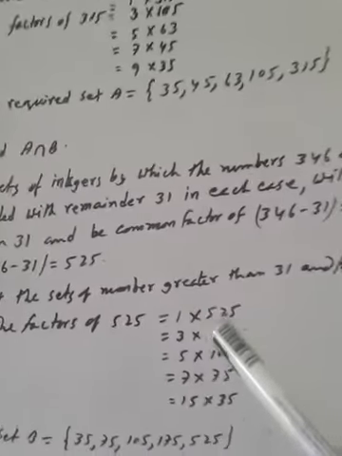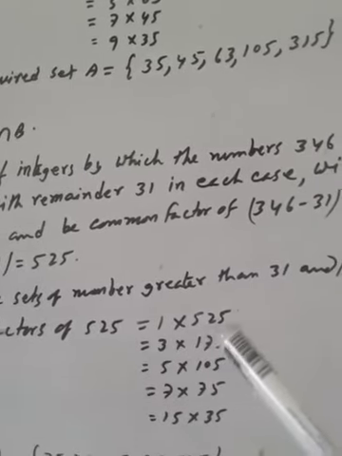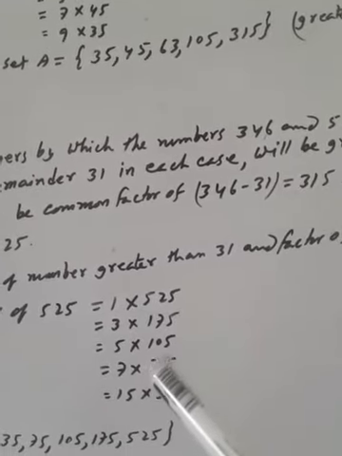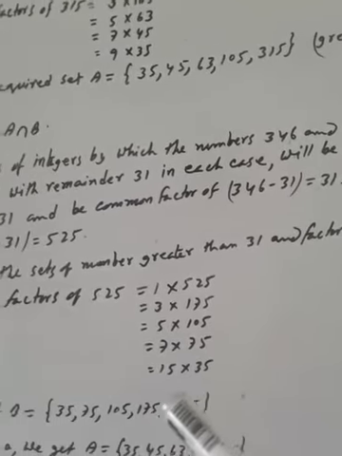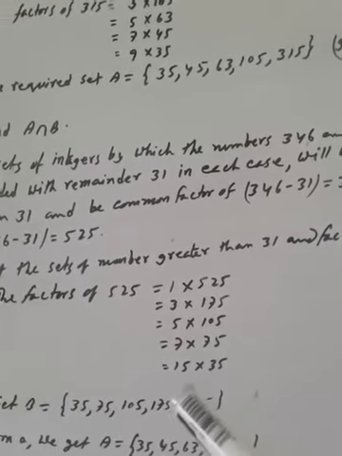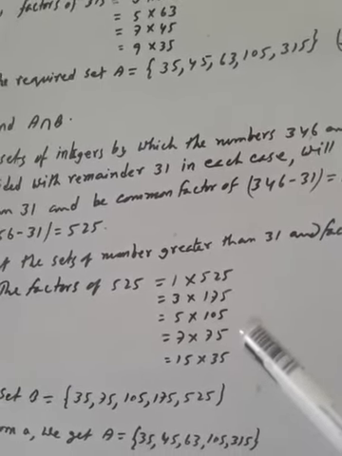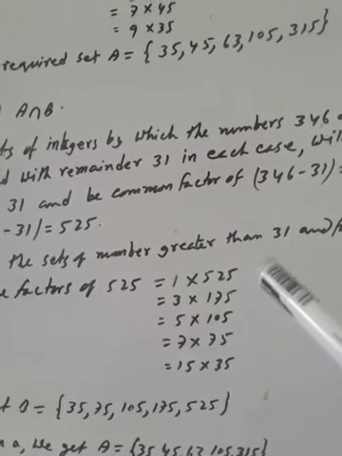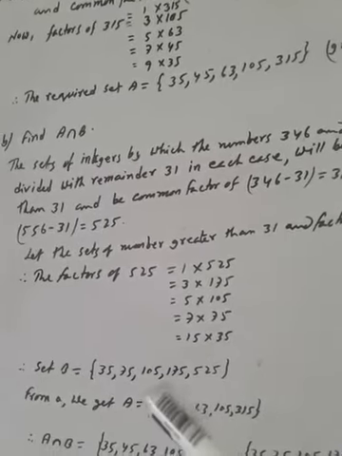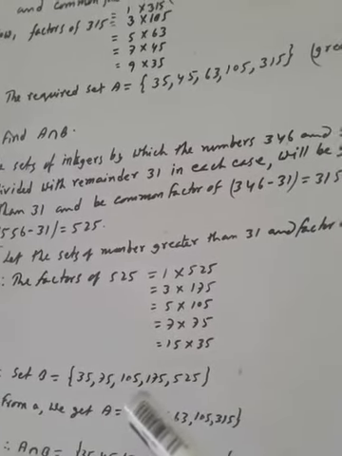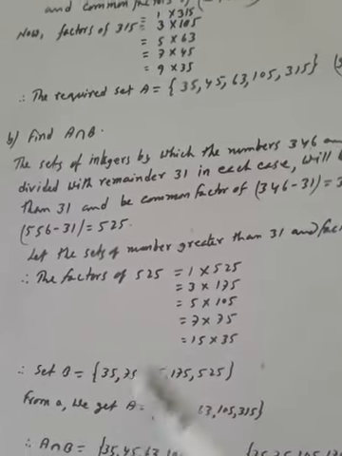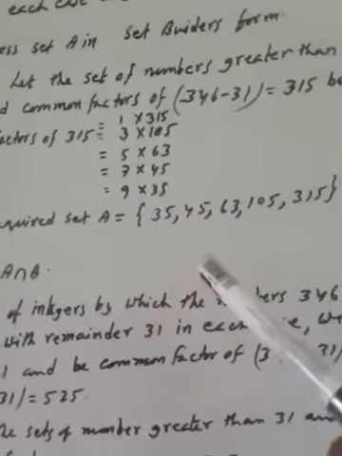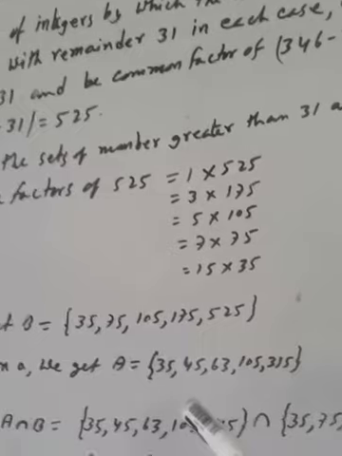Now factors of 525: 1 multiply 525, 3 multiply 175, 5 multiply 105, 7 multiply 75, 15 multiply 35. Factors greater than 31 will be 35, 75, 105, 175, 525. Set B will be this, the factors greater than 31. And the set we got in A is 35, 45, 63, 105, 315. This is written here as a set.